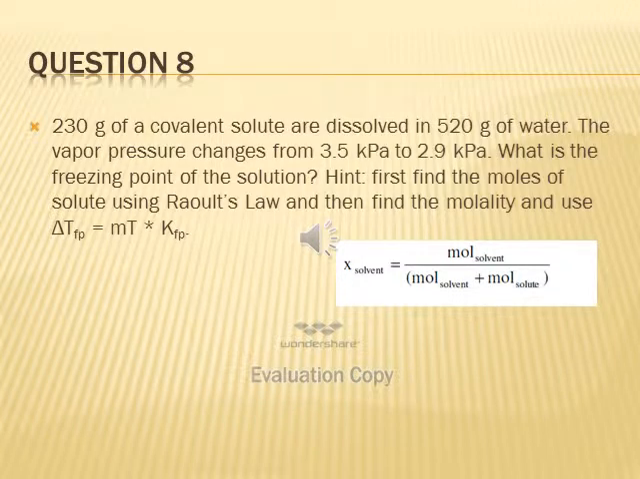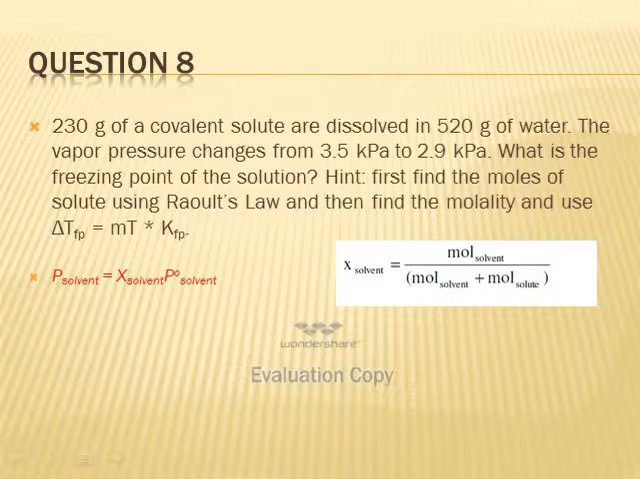Question 8. 230 grams of a covalent solute are dissolved in 520 grams of water. The vapor pressure changes from 3.5 kilopascal to 2.9 kilopascal. What is the freezing point of the solution? Hint: first find the moles of solute using Raoult's law, and then find molality, then use delta TFP equals mt times KFP. We will perform the exact steps as in the last examples.